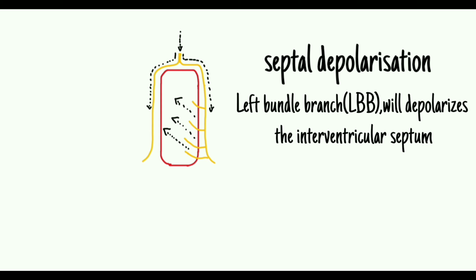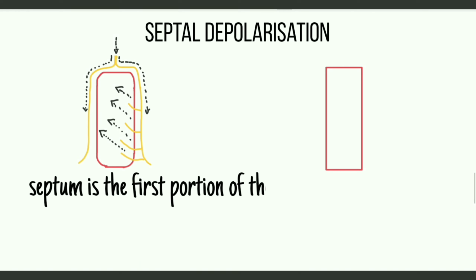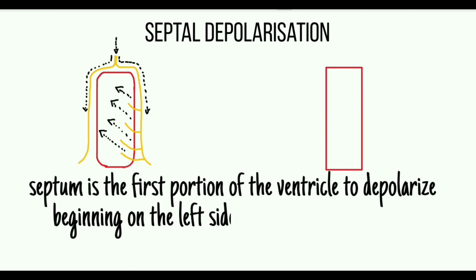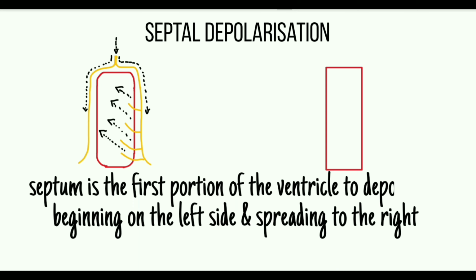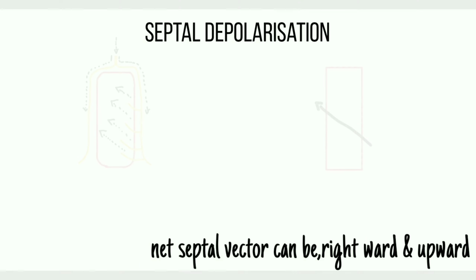Now the depolarization takes place from downward and upward. So these sub-branches of the left bundle branch will supply the interventricular septum, especially in the lower portion. This septum is the first portion of the ventricle to depolarize, beginning on the left side and spreading to the right. So the net septal vector can be represented as rightward and upward.